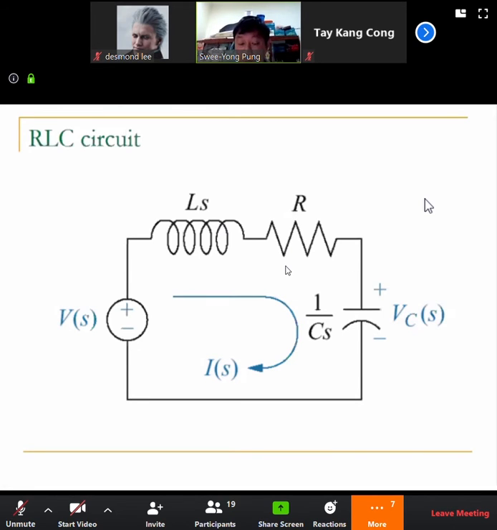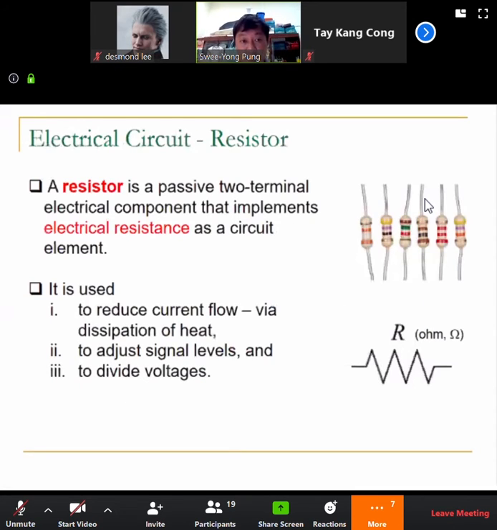I believe you all may have heard about these RLC circuits before, but let's do some recap on RLC circuits. The RLC circuits actually consist of three basic components, which is resistor. We know about resistor, right? Basically, it's a passive two-terminal electrical component that we can use to reduce current flow. And when current flows through it, part of the electrical current will be lost as heat. And then we also can use it to adjust the signal level.